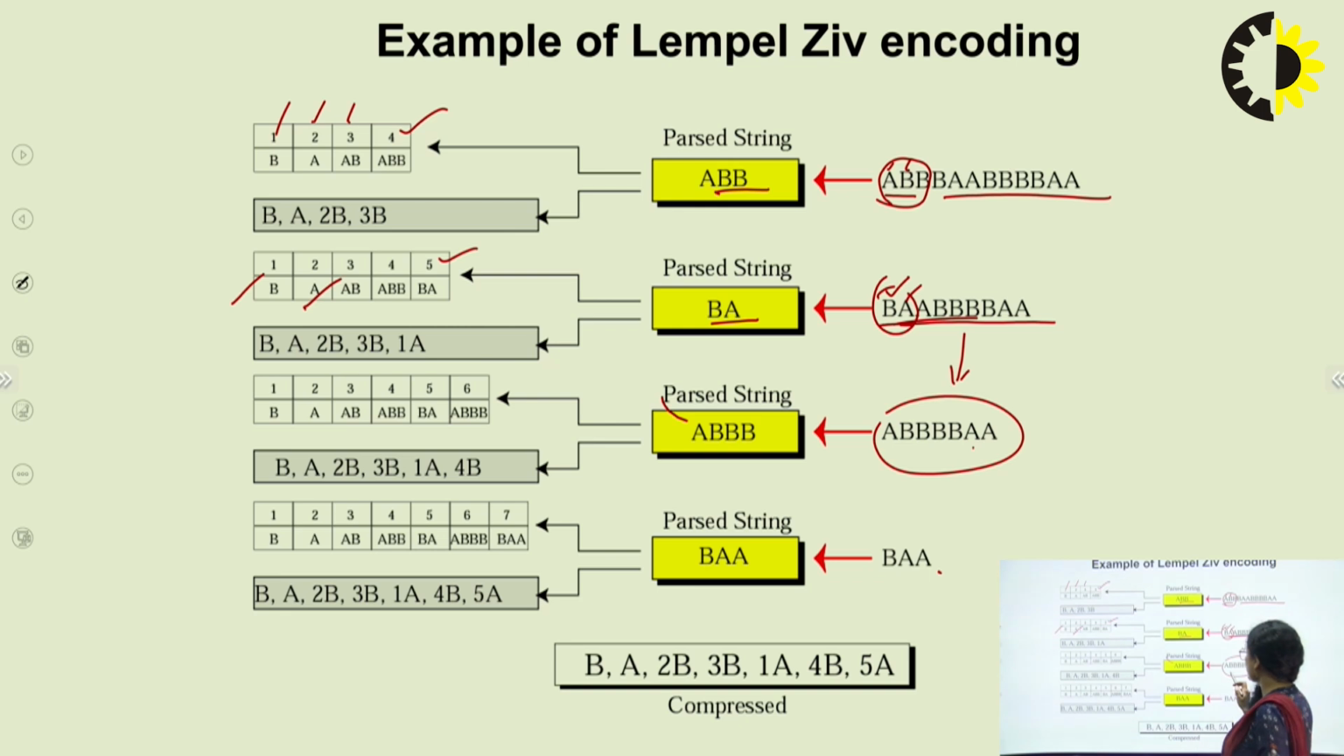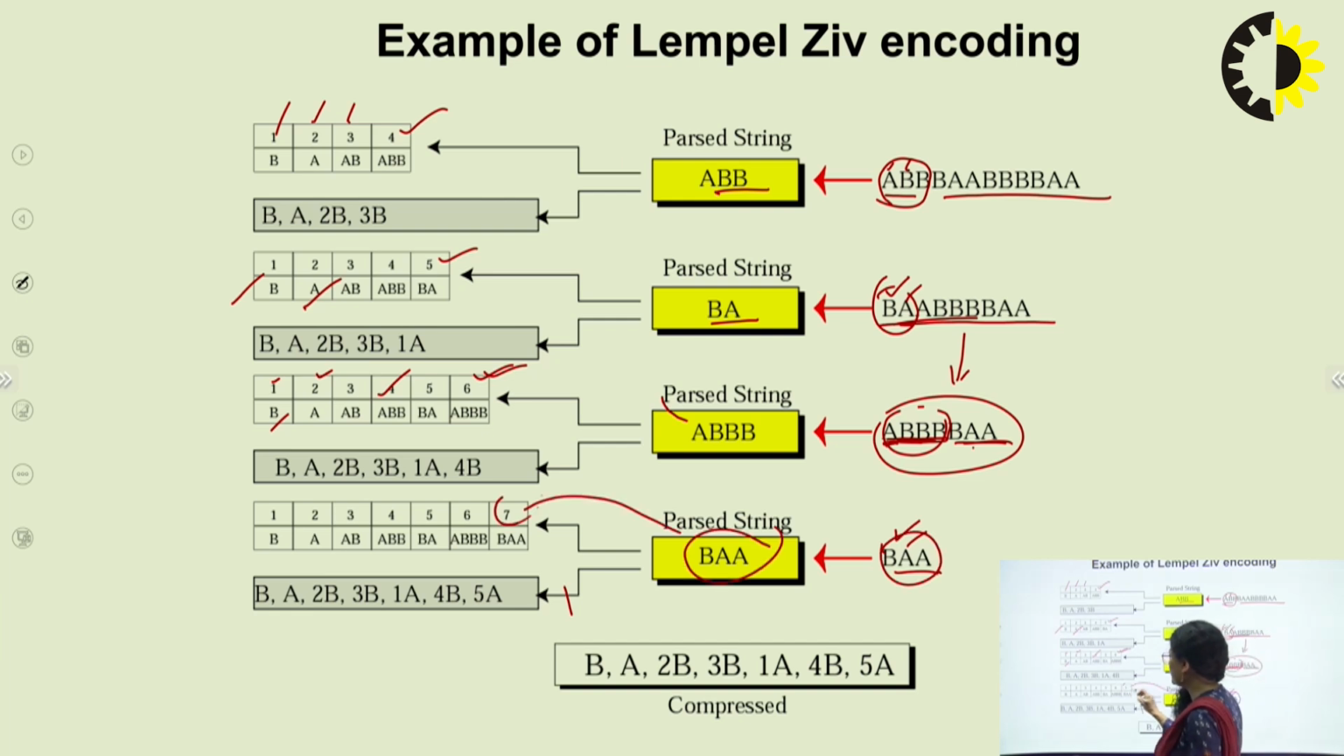Again we repeat the same process. A is indexed by 2. B is also indexed by 1. A double B is also indexed by the 4th keyword. A triple B is not indexed, so we take up A triple B and index it by keyword 6. Now we are left with B double A. Again the same process. B is already indexed, BA is already indexed, but B double A is not indexed. So we take up B double A and index it by the keyword 7.